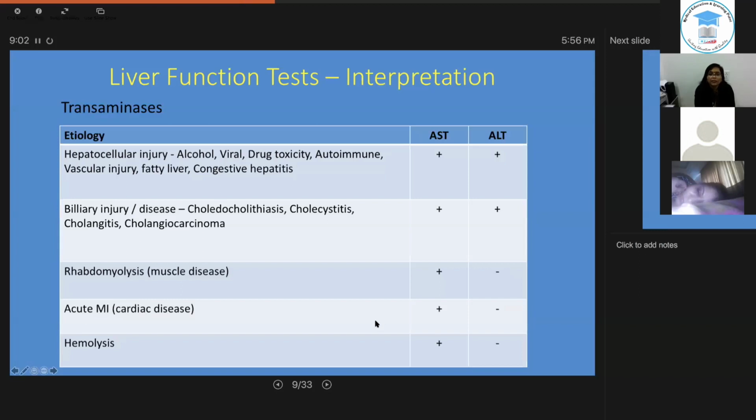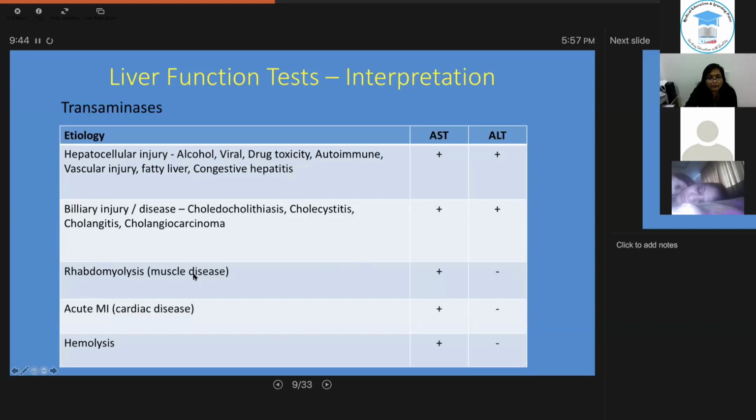Now see how we assess the transaminases in hepatocellular injury. This injury can be because of alcohol, virus, drugs, autoimmune diseases, vascular injury, fatty liver, another very important condition we call NASH, and congestive hepatitis. All these cause hepatocellular injury, so we have a rise in AST as well as ALT. When we have biliary injury in the form of choledocholithiasis, cholecystitis, cholangitis, or cholangiocarcinoma, again we have a rise in AST as well as ALT.